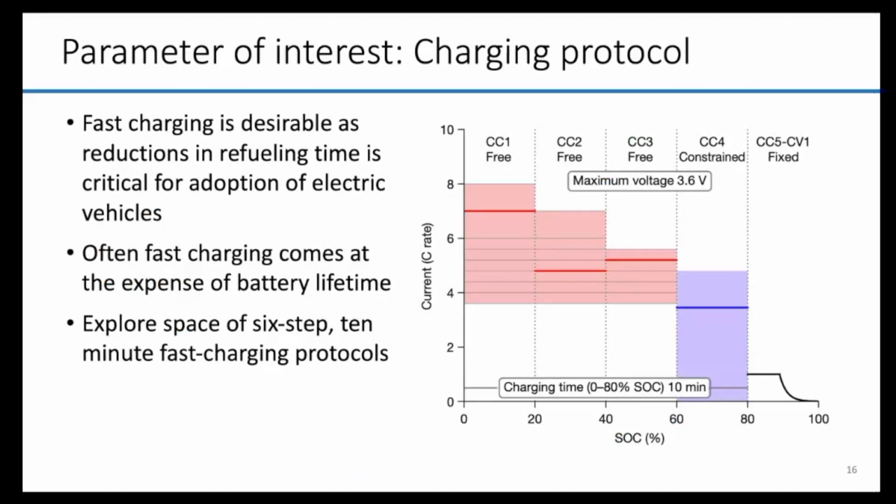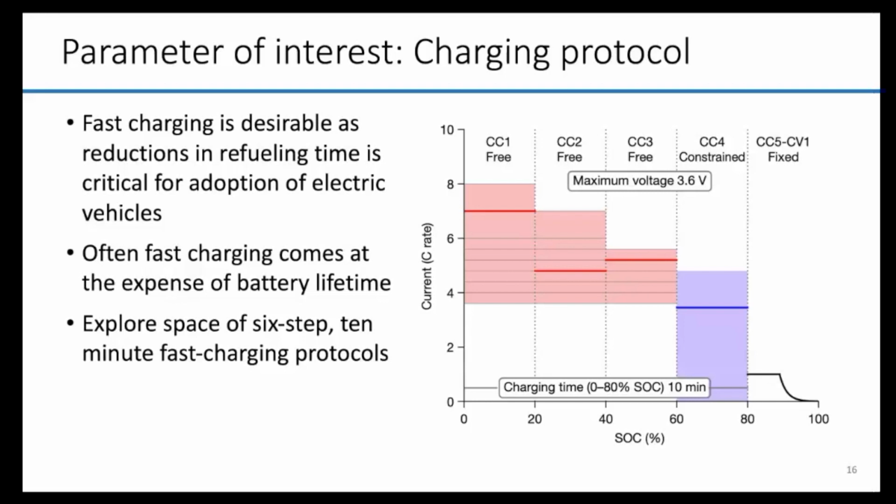But we also often see this trade-off. There's a hypothesis in the literature to use multi-step charging, where right now it's just constant current and then constant voltage steps to charge a battery, but perhaps varying levels of constant current could improve our ability to charge quickly without this battery loss.